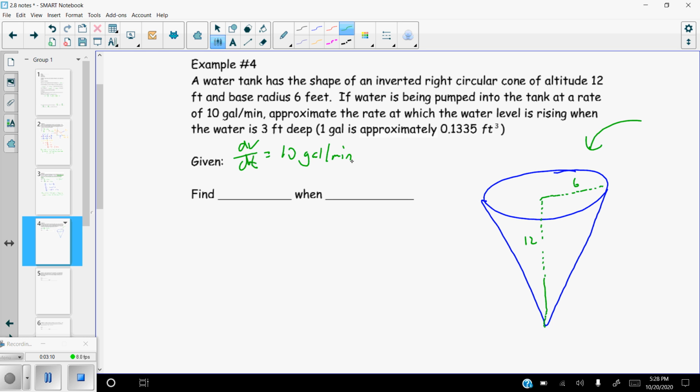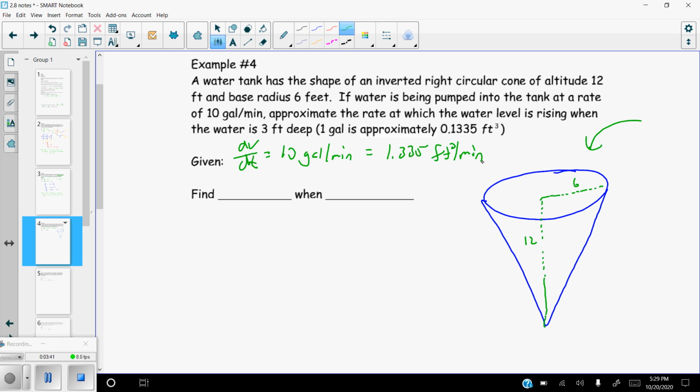But it does say that 1 gallon is 0.1335 feet cubed, so we can actually write that. Well, if 1 gallon is 0.1335, multiplying that by 10 gallons is going to be 1.335. So this is the same as 1.335 feet cubed per minute. And the reason it's important to change that is because everything else here is in feet, so the units do need to match.